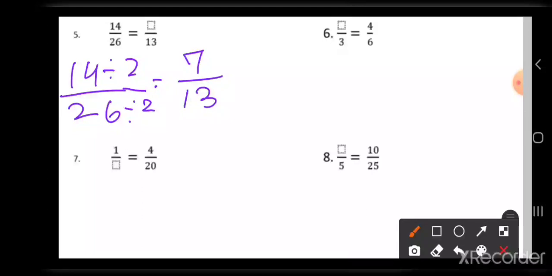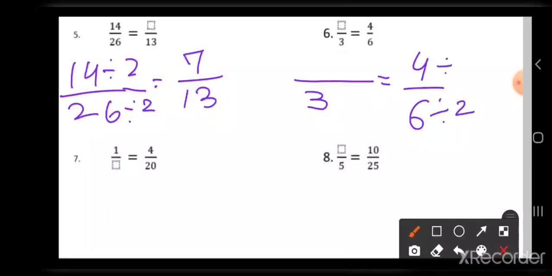Question number 6. Dash upon 3 is equal to 4 upon 6. Here again we use division. 3 twos are 6. Divide the numerator also. 2 twos are 4.